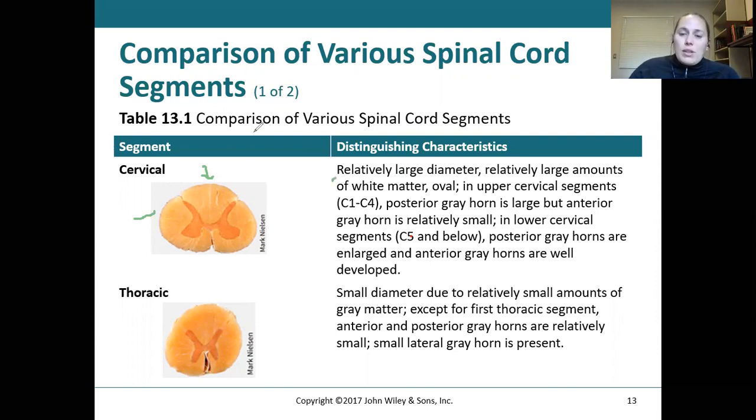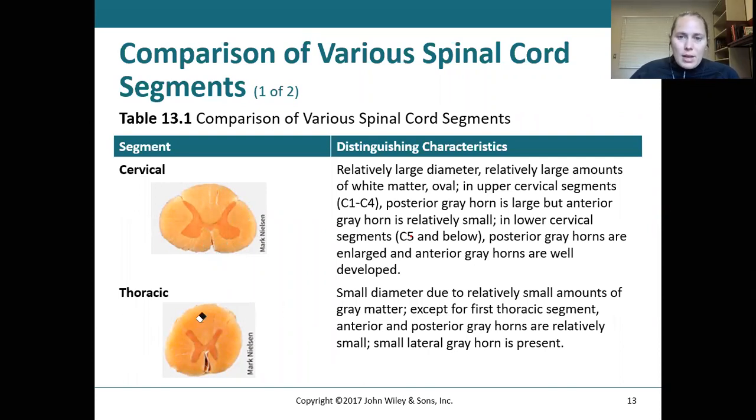So it's got a relatively large diameter, with large segments of white matter that are oval. You can see that here. The posterior gray horn is large, but the anterior gray horn is small. Again, I'm not going to ask you too much about the relative sizes of these. It's interesting because once you get into deep anatomy and physiology, you can circle subregions of these and talk about what part of the body they go to in your ascending and descending tracts. That's something fun to look forward to if you are going to become a physical therapist, for example.